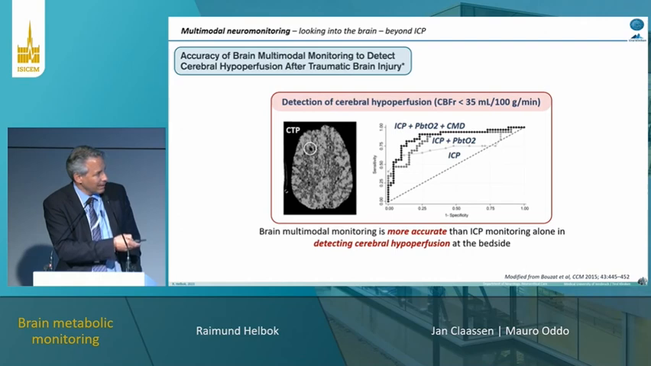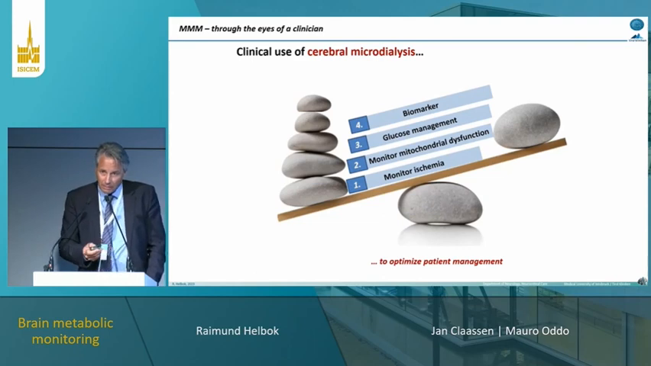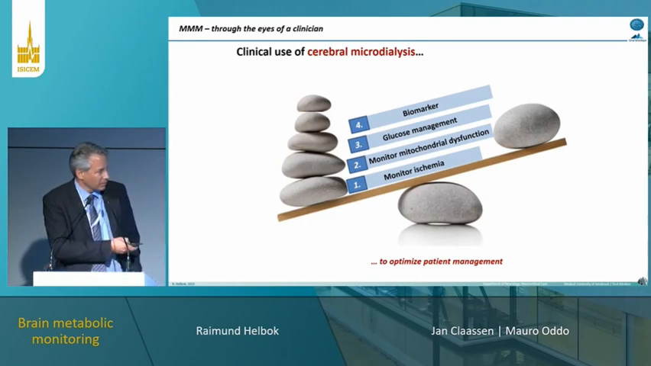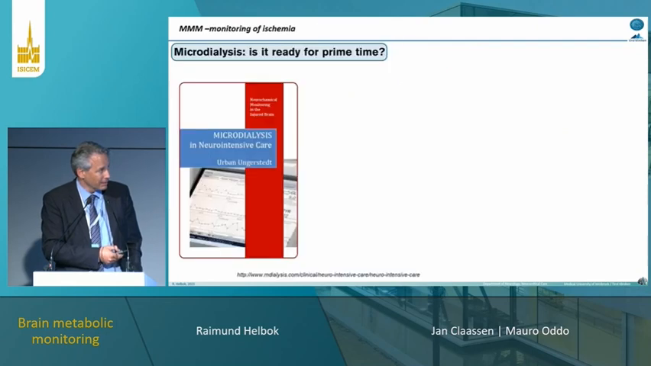And you see, when adding cerebral microdialysis, we have an even higher area under the curve beyond PbtO2 measurement. So I'm going to talk, research-wise and clinical-wise, about the use of cerebral microdialysis to monitor ischemia as a basis. Then we also have the additional information on mitochondrial function, glucose, and biomarkers, but you've heard a very nice talk already, and I'll end with some thoughts on precision medicine.